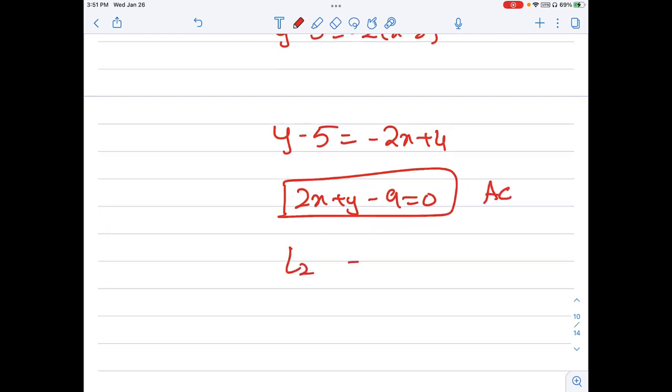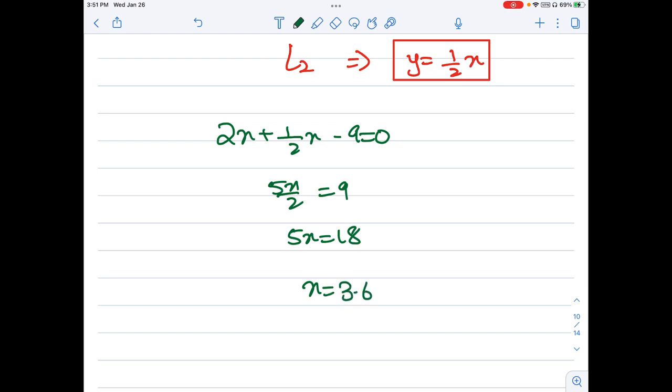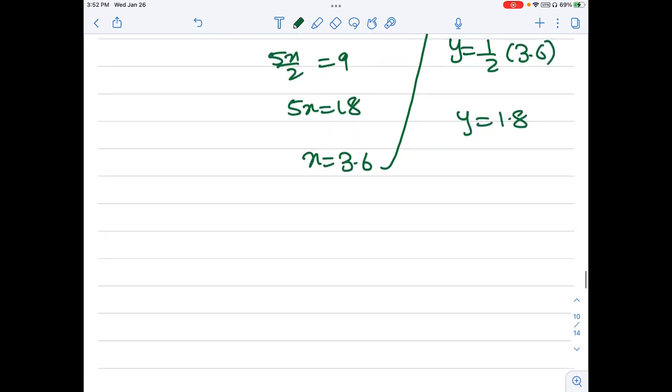And the L2 equation was y equal to half x. These two intersect at which point? They intersect at C. So I can do the simultaneous equations. So 2x plus y is nothing but what? 2x plus half x minus 9 is equal to 0. So 5x upon 2 equal to 9. 5x is equal to 18. X is equal to 3.6. Once x is equal to 3.6, plug in over there. 1 upon 2 times 3.6. Y equal to 1.8. So what are the coordinates of C? 3.6, 1.8.